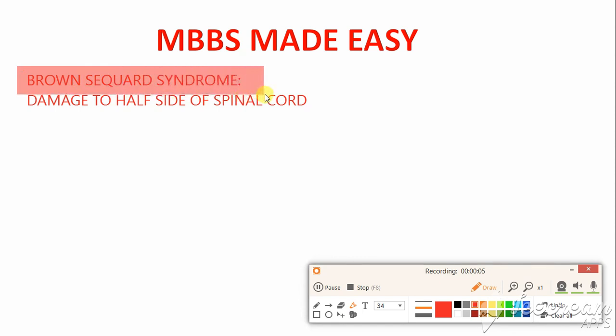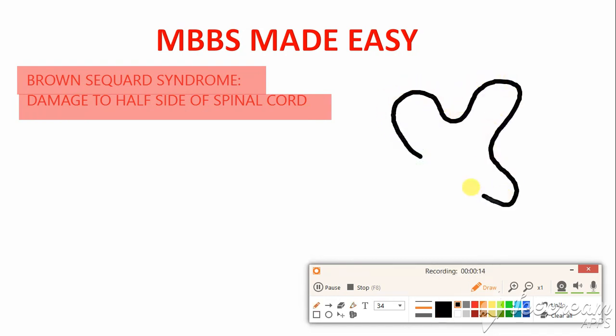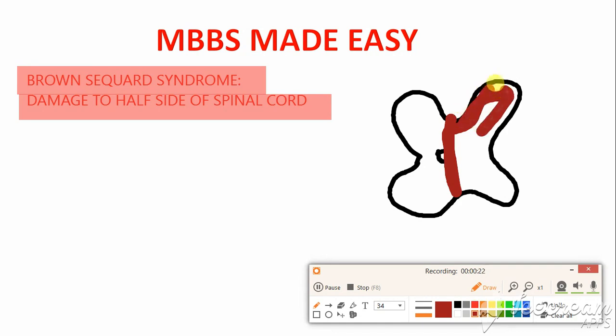Brown-Séquard syndrome. It is defined as damage to half side of the spinal cord. So if this is our spinal cord, Brown-Séquard syndrome is basically defined as damage to one whole half side of the spinal cord. This damage may be due to any tumor, any trauma, or any abscess.